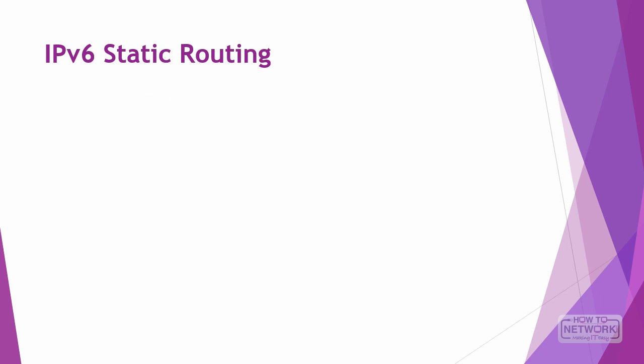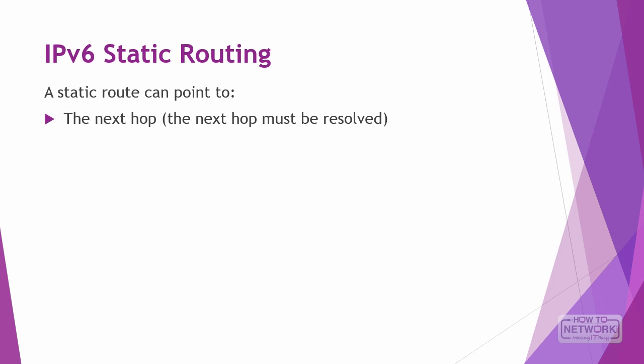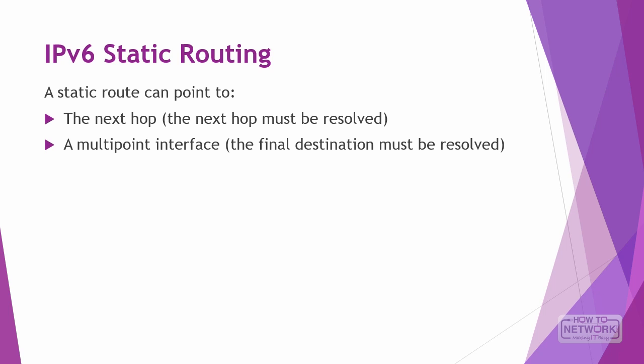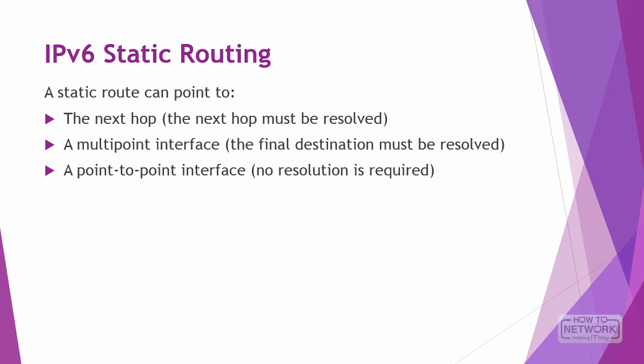As mentioned, static routing is one of the options that can be used in IPv6, and it has the same implications as in IPv4. A route can point to the next hop, a multi-point interface, or a point-to-point interface.